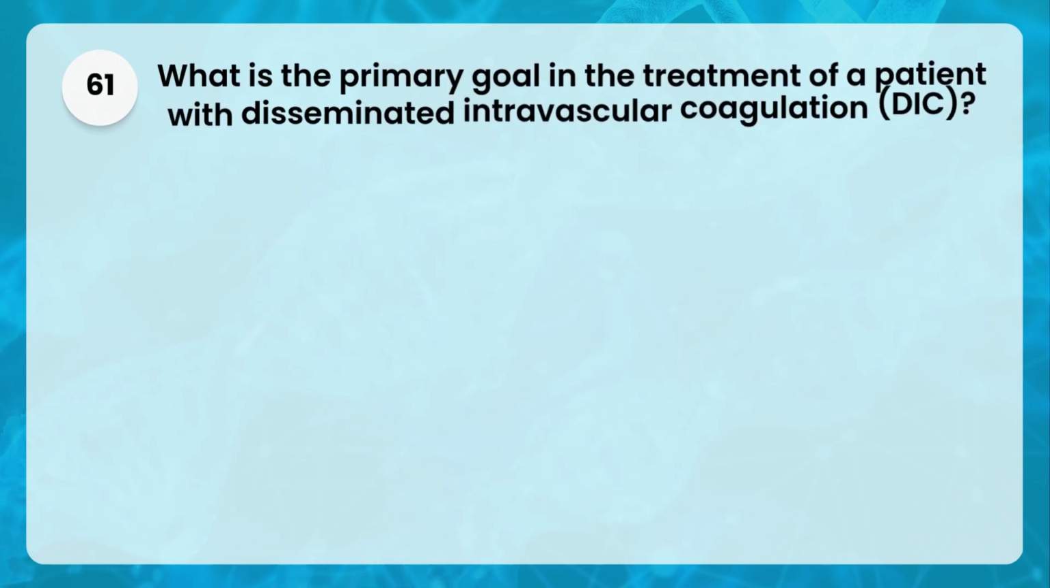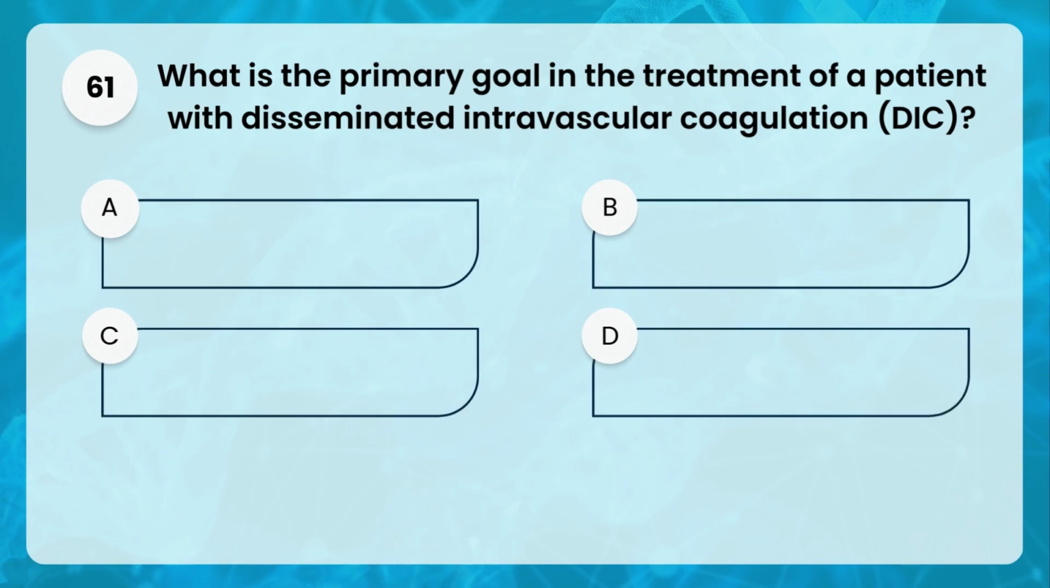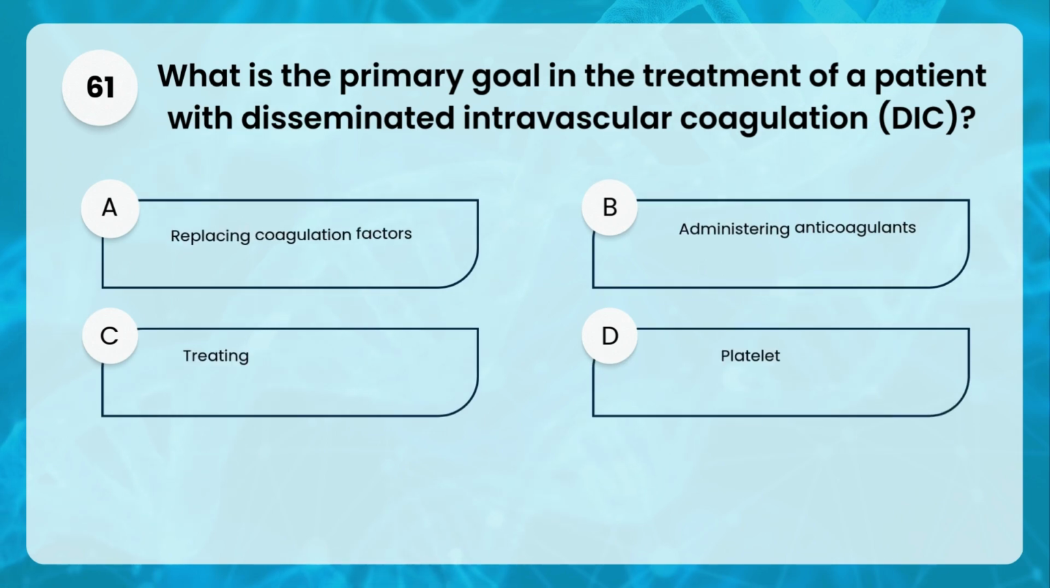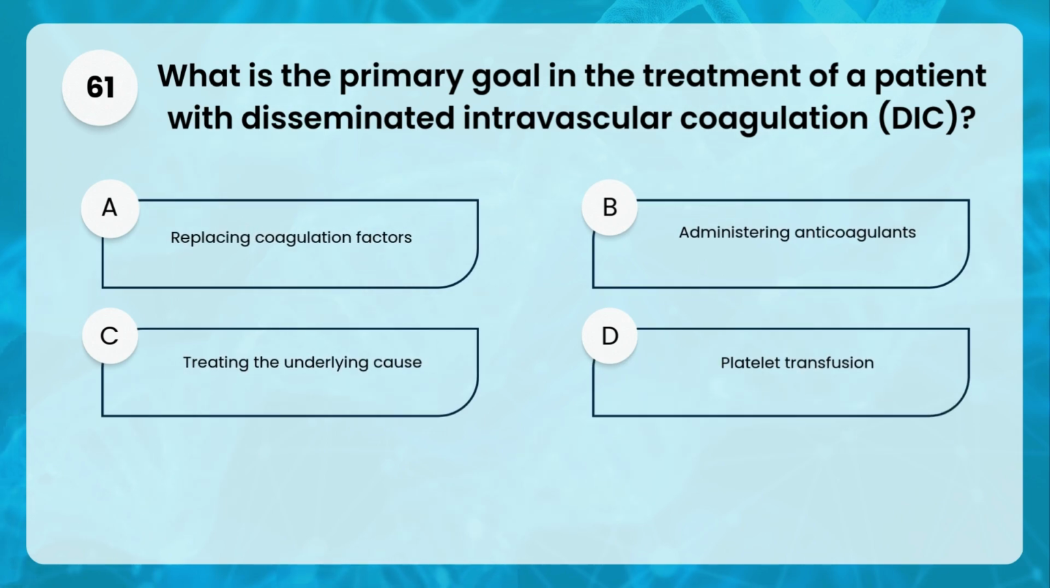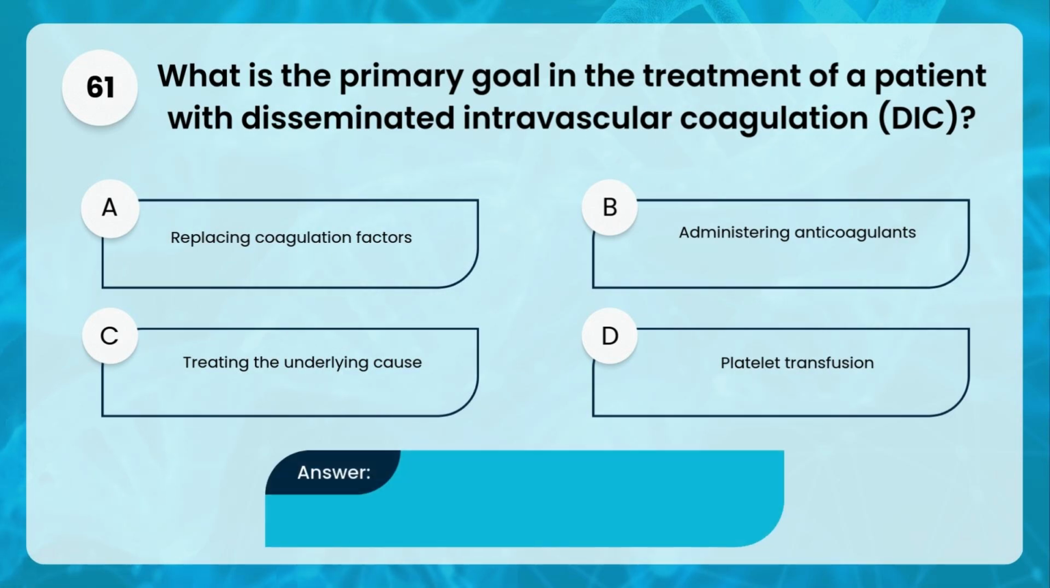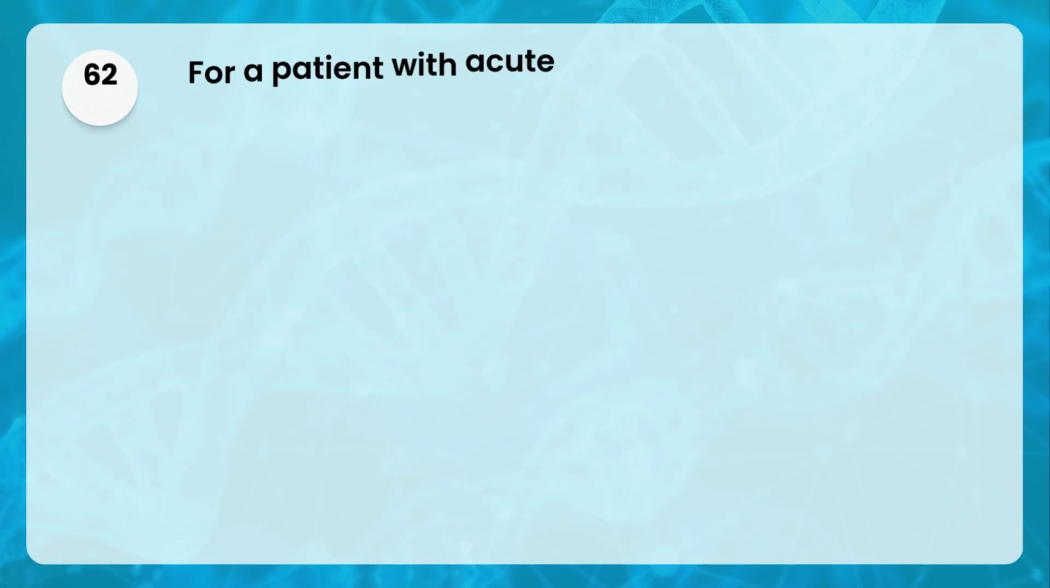61. What is the primary goal in the treatment of a patient with disseminated intravascular coagulation? A. Replacing coagulation factors, B. Administering anticoagulants, C. Treating the underlying cause, D. Platelet transfusion. The answer is C. Treating the underlying cause.